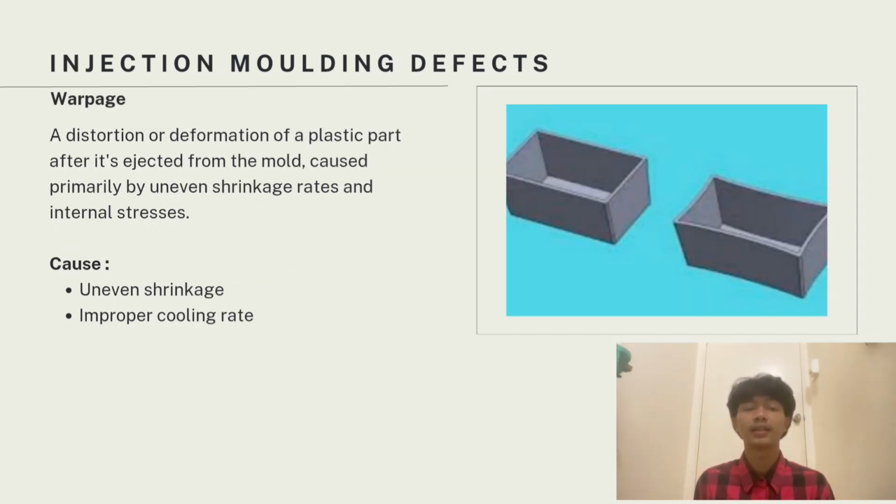The next is warp edge. Warp edge is a distortion or deformation of a plastic part after it's ejected from the mold, caused primarily by uneven shrinkage rates and internal stresses. It is caused by uneven shrinkage and improper cooling rate.